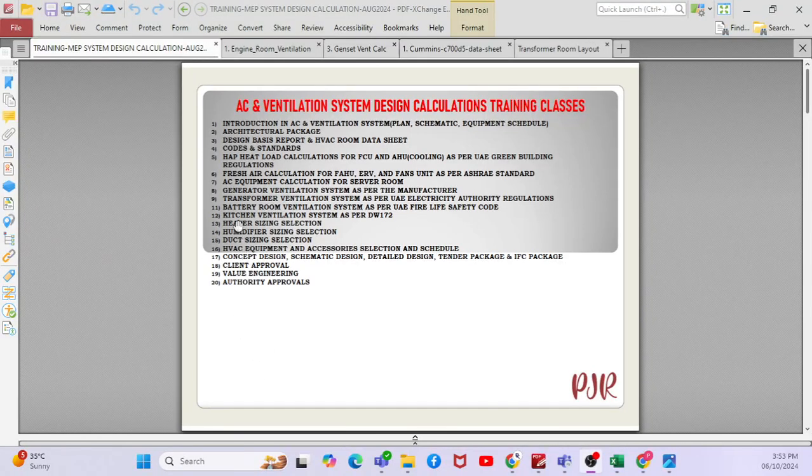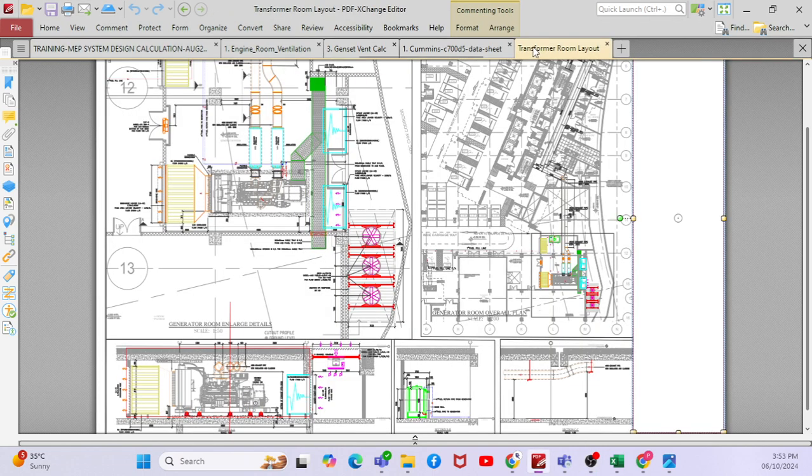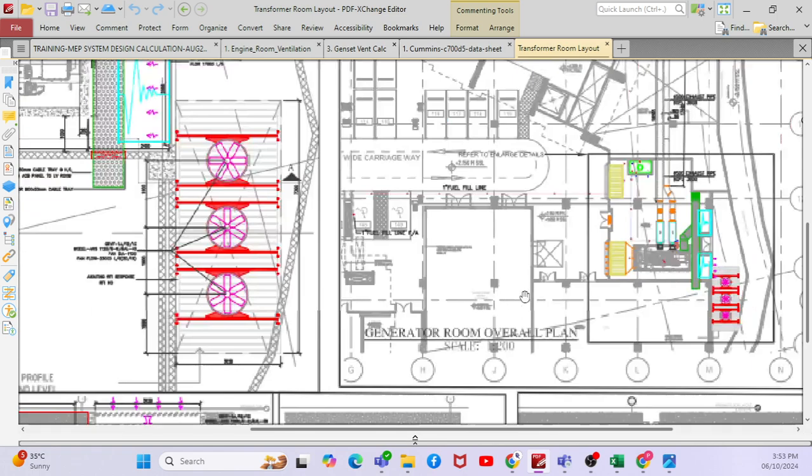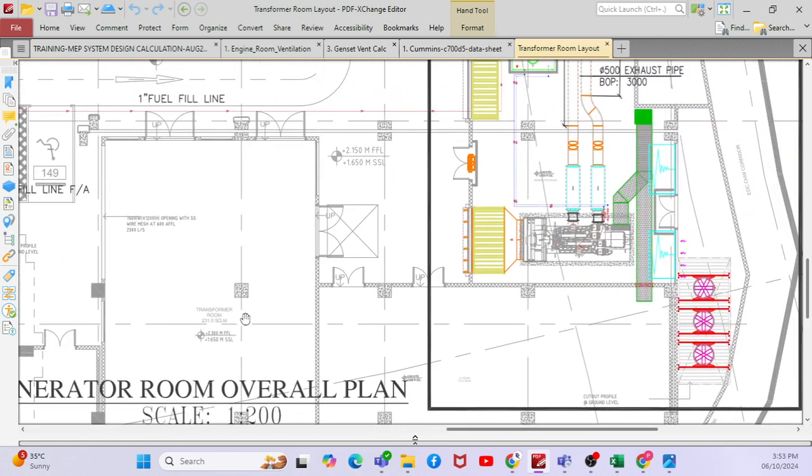Okay. Today we will discuss the generator ventilation system as per the manufacturer. We will see how to calculate the generator ventilation fan capacity, what the purpose of generator ventilation is, and why it is required. Okay, see, this is one of the layouts, where you can see the building services.